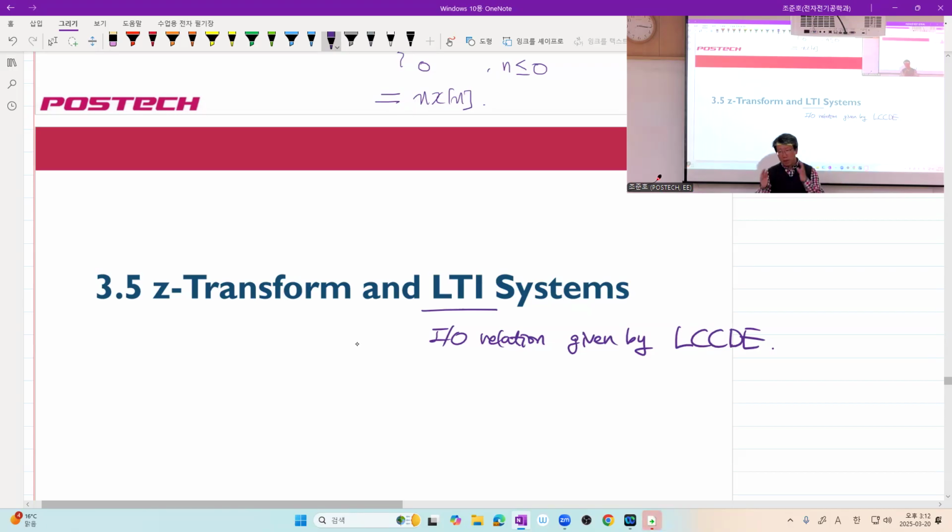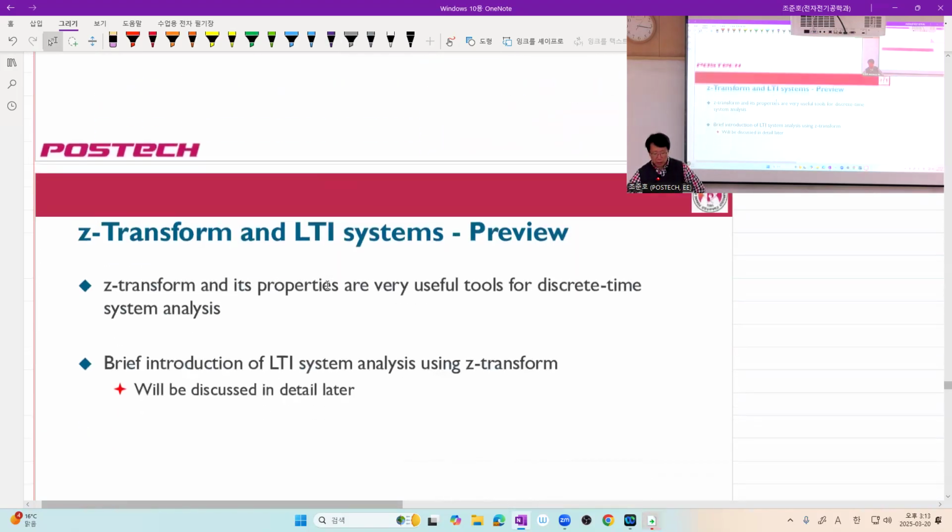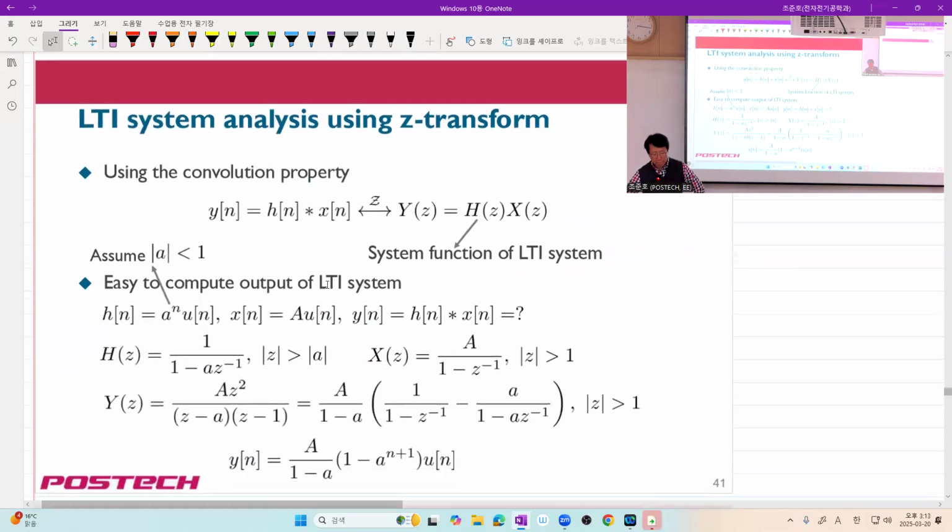However, many LTI systems can be well approximated by an LCCDE. In that case, our use of the Z-transform allows us a lot of good things. We can use the Z-transform as a very nice tool to design and analyze the system. So let's see. Here we start from the convolution property of the Z-transform, which means that the Z-transform of the convolution is the multiplication of the Z-transforms.